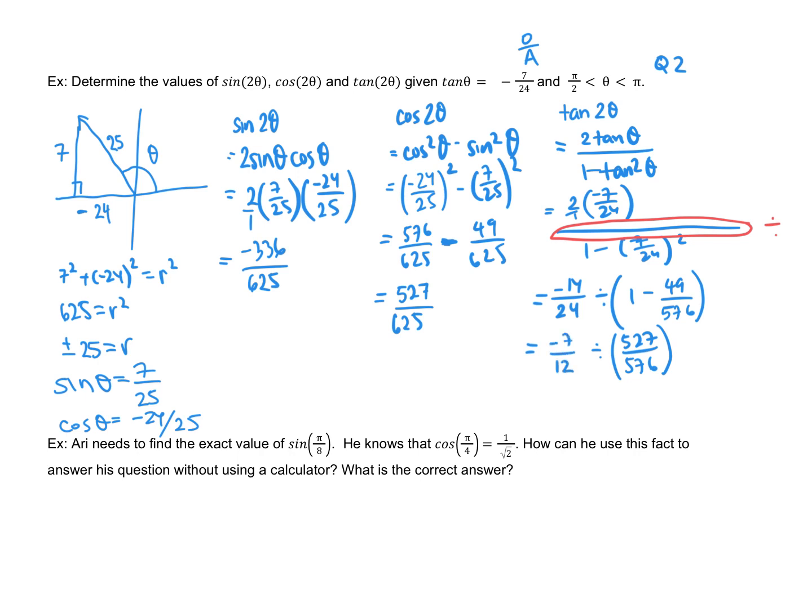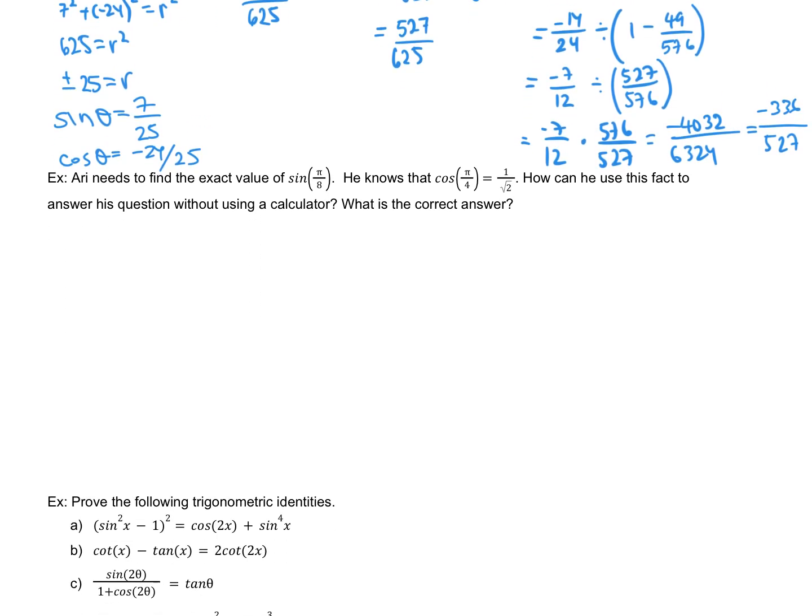And now we know division turns into multiplication if we reciprocal the second fraction. And now if we do the multiplication here, we first get negative 4,032 over 6,324. And if you reduce that, that gives us negative 336 over 527. All right, let's go to our next example.